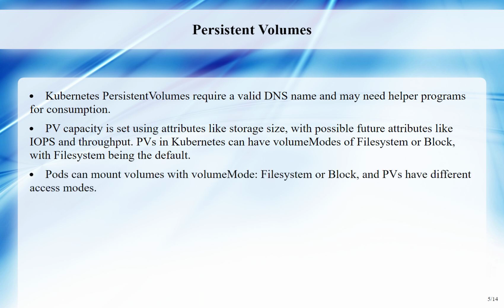A volume with volume mode file system is mounted into pods in a directory. If the volume is backed by a block device, Kubernetes will create a file system on the device before mounting it. The volume mode can also be set to block, allowing a volume to be presented as a raw block device to a pod. PVs can have different access modes, including read-write once, read-only many, and read-write many.